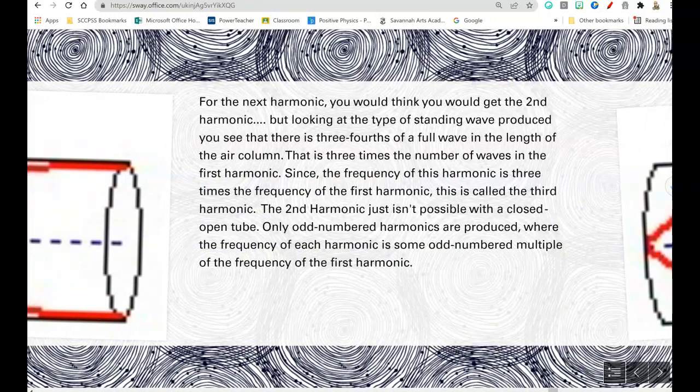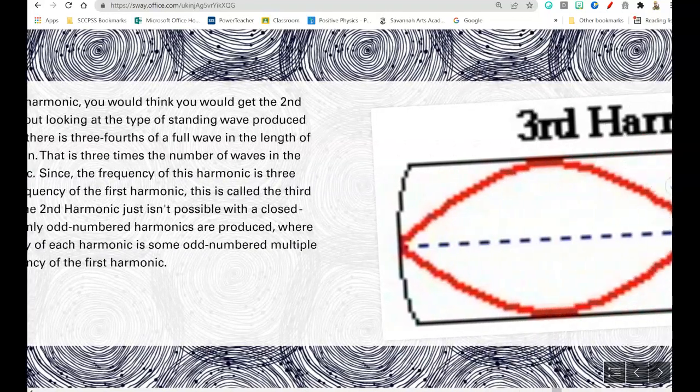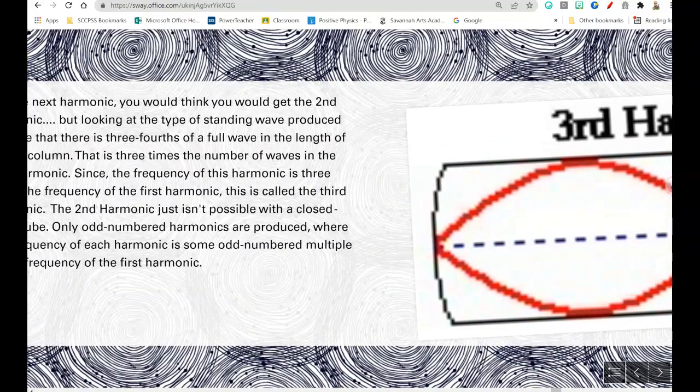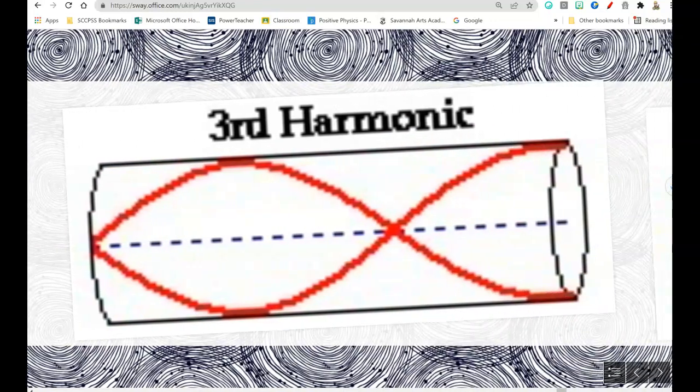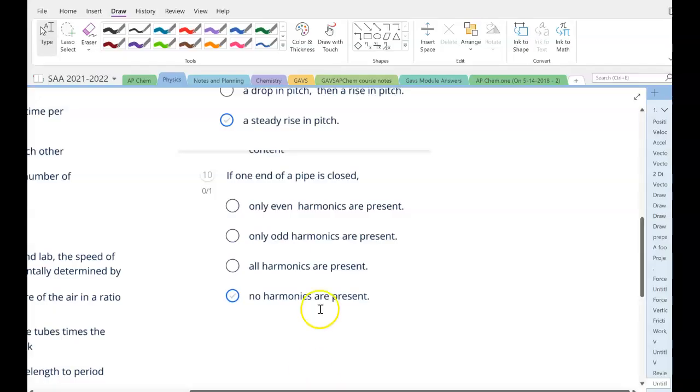Now, for the string and the open tube, we had a second harmonic, but we don't get that in the open-closed tube because we have a node at the closed end and we have an antinode at the open end. So we skip the second harmonic, because we can't end on a node, and we have another quarter wave for our standing wave in producing the third harmonic. So the correct answer for this would have been the odd harmonics are present.